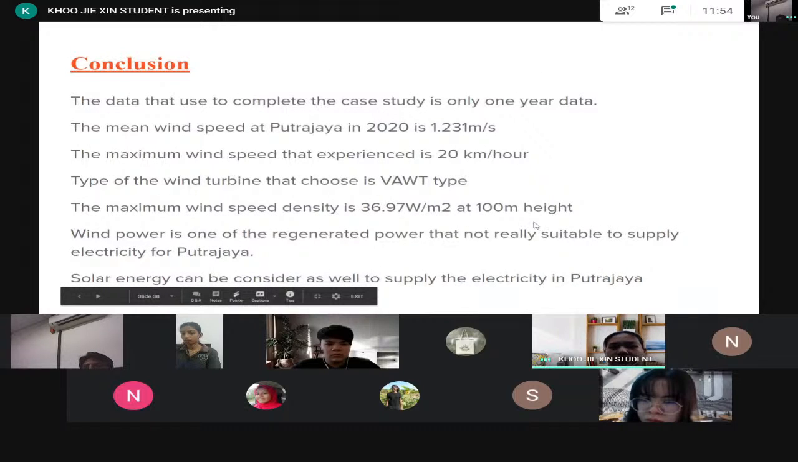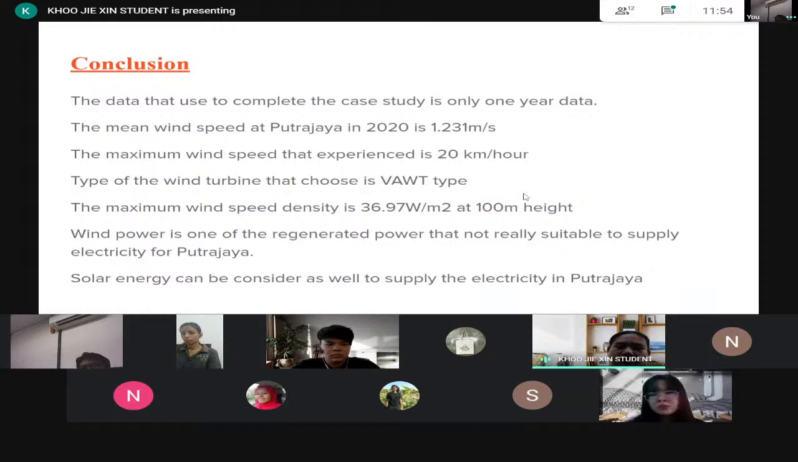So for the conclusion, the data for the case study is only 1 year of data, so it's not enough for us to really design, but it can only indicate that indeed the location has the potential to build a wind turbine. So next, the mean wind speed at Putrajaya in 2020, as I stated before, is 1.231, and the maximum wind speed experienced by Putrajaya is 20 km per hour.